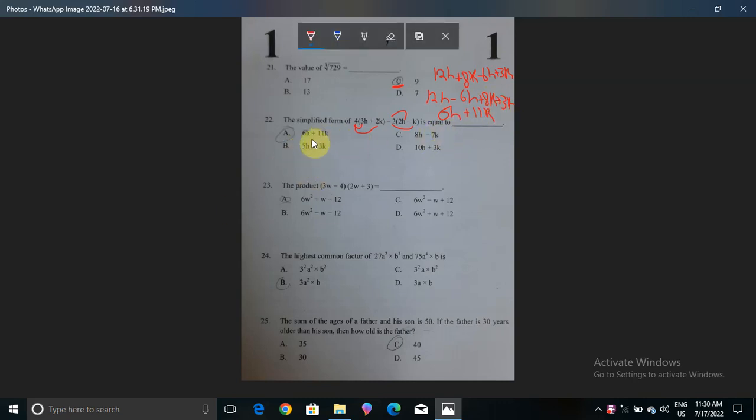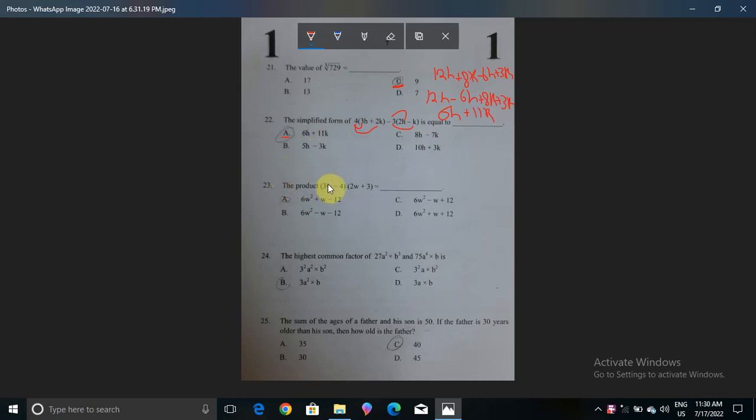So our answer, we will get it in choice A. So that means choice A is the correct answer for question number 22. Now question number 23, the product of 3w minus 4 times 2w plus 3, it will be what?